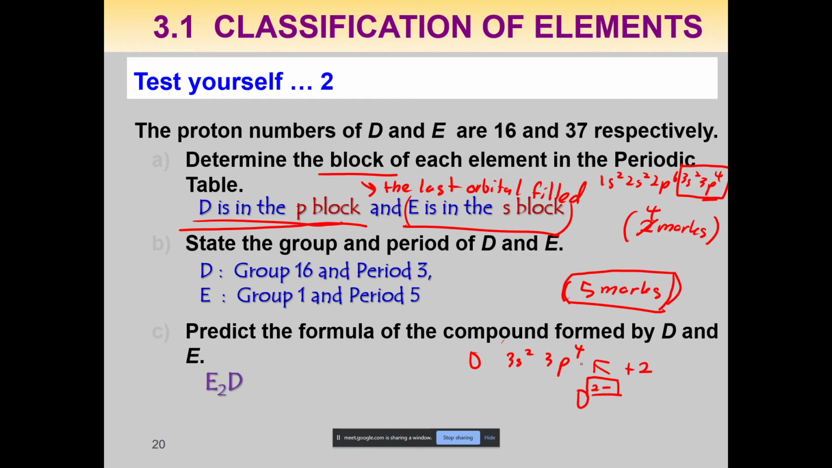Dia ambil 2. And then E, you guys teka kan E? E is 37. 37 is actually, mana satu? 37 is rubidium actually. And rubidium is group 1. So E is actually plus 1. So you buat lah. So that's it for our class today.